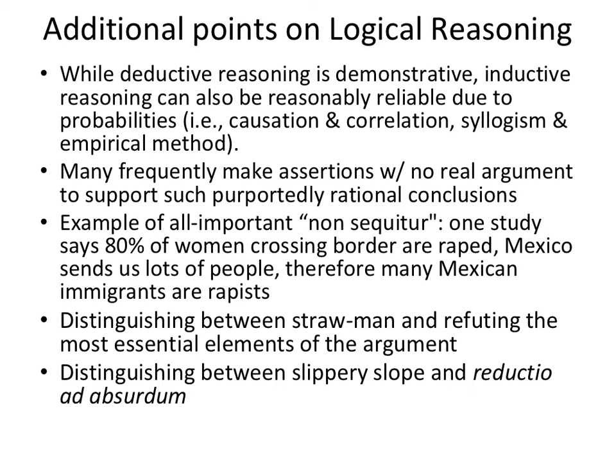All right. Distinguishing between straw man and refuting the essential elements of an argument. So I talked a little bit about distinguishing slippery slope, the error of slippery slope versus the correct reasoning of reductio ad absurdum. So I'll mention that again, but the difference between straw man and refuting the most essential elements of an argument, that's also sometimes hard to see. So the difference. Straw man is simply, as we saw last time, taking an argument and distorting it into something else that's easy to refute.